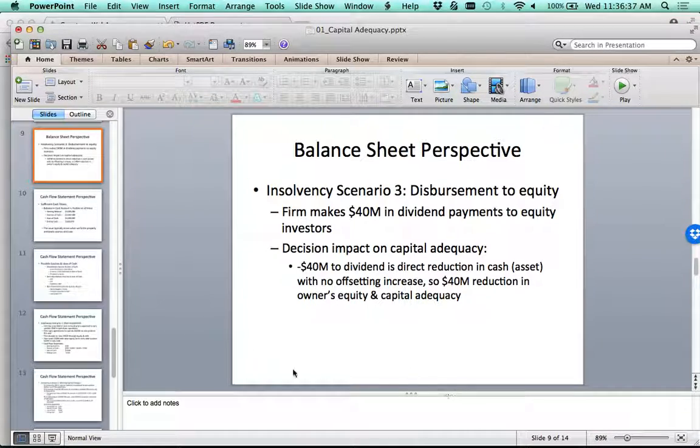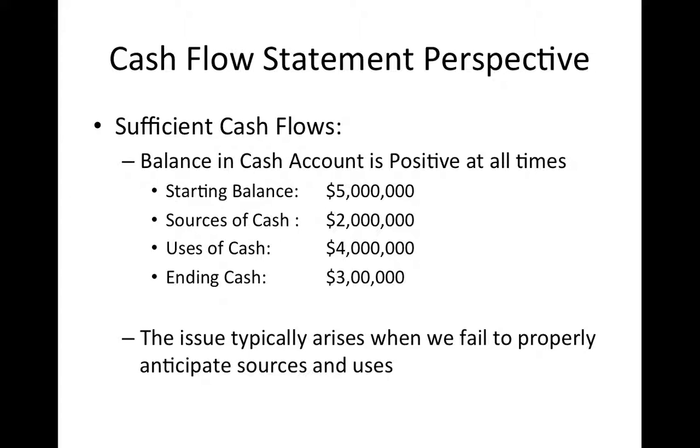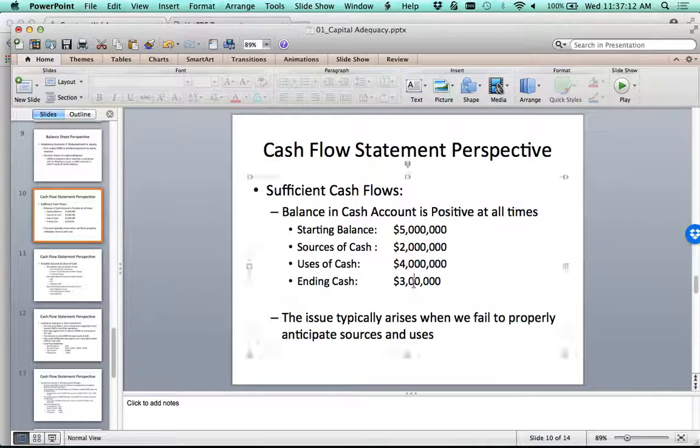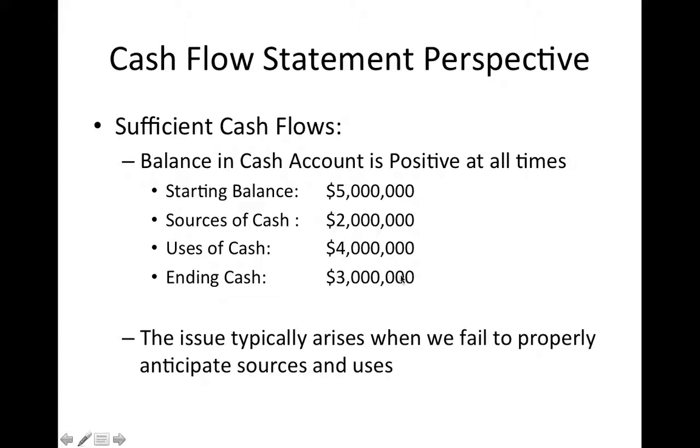Now flipping back over, we're going to jump to the next perspective, and that is the cash flow statement perspective. Remember, the cash flow statement perspective simply says that you have sufficient cash flows. In a cash flow statement, you can think about it as basically taking a starting balance in your cash account, thinking about the sources of cash that you're going to be able to draw from over a period, the uses of cash, and then based on that, telling you what your ending balance is.